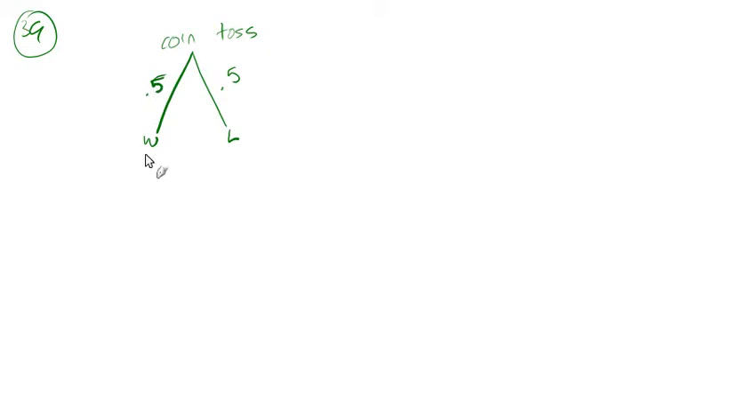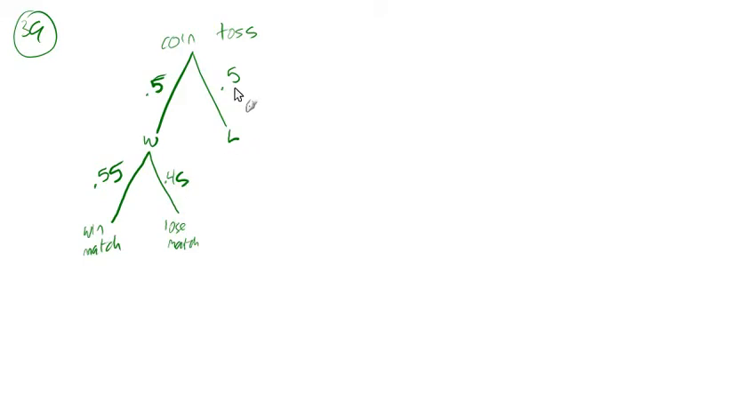So if she wins the coin toss, what's the probability she wins the match? Wins the match. If she wins the coin toss, it means she serves first, which means she has a 55% chance, or 0.55 chance, of winning the match. Now, we're not really interested in this, but she could lose the match, too. And that has a 0.45 probability.